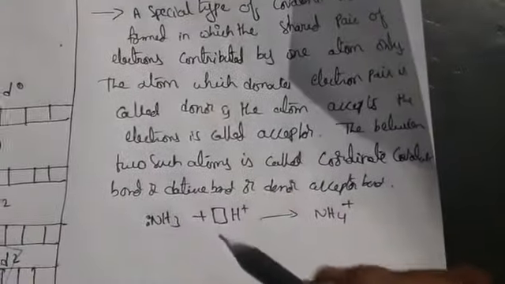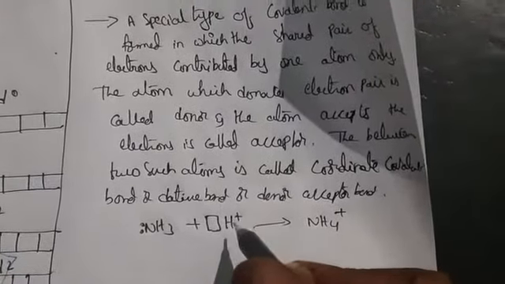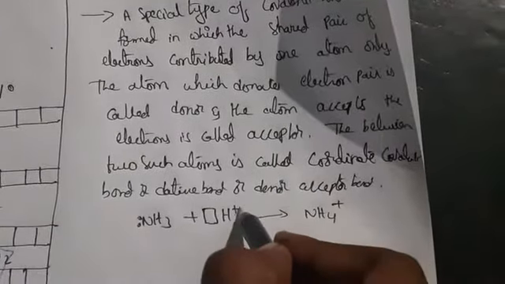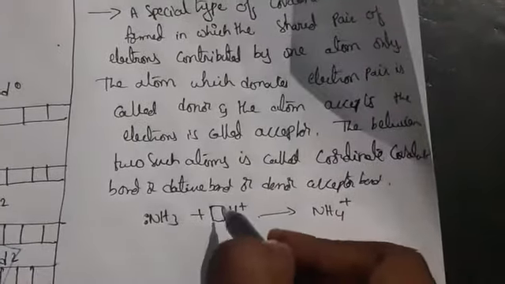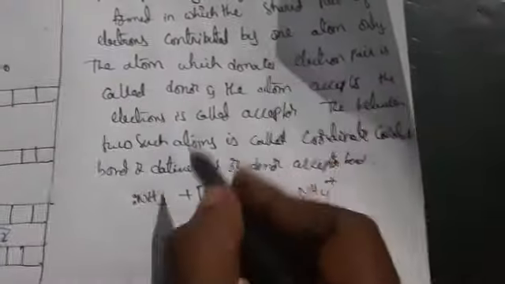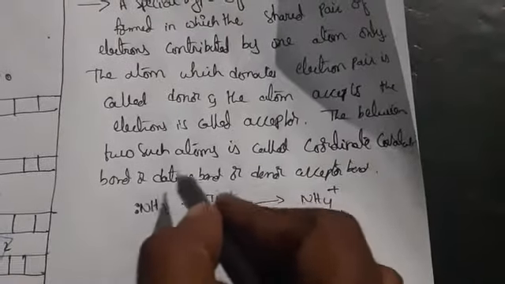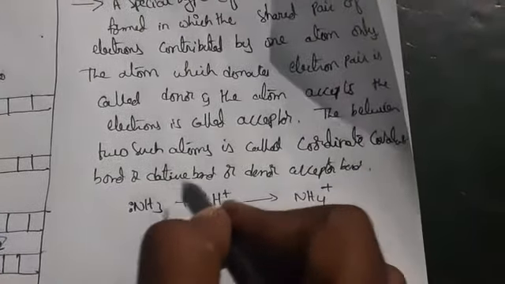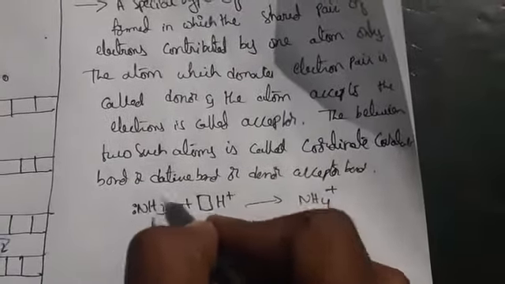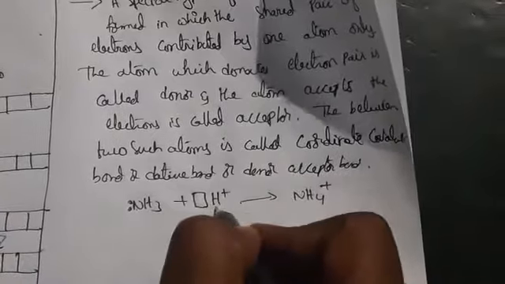Listen carefully. For H+, the atomic number of H is 1, and the plus indicates the loss of one electron, so there are no electrons there. It is an empty orbital. Nitrogen has electrons. When N donates electrons to H+, we call it the donor; when H+ takes electrons from N, we call it the acceptor. That's why it is a donor acceptor bond.